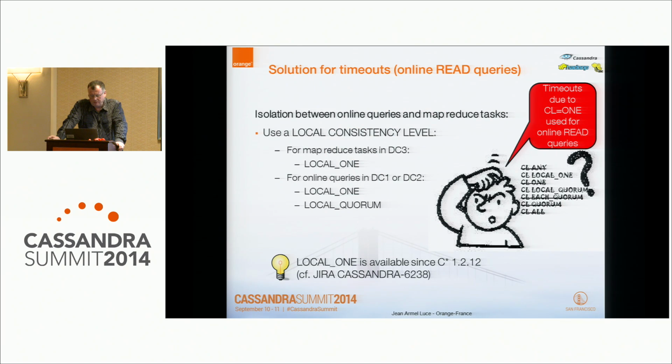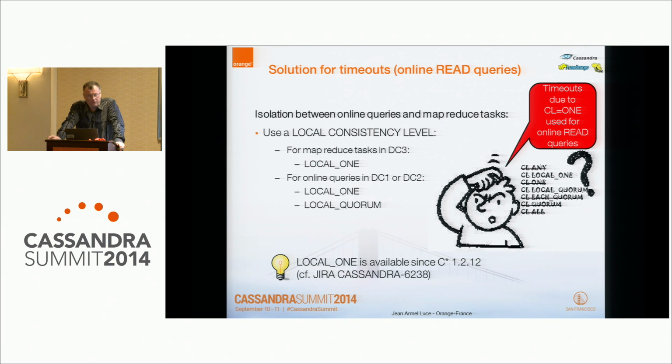So the problem is how to solve all those kinds of errors. At first, the first thing we did is to use the right consistency level. When we began to work with Hive and Hadoop, we were using Cassandra 1.2.2, and with this version the consistency level local 1 was not yet available. So we upgraded, and now we are using Cassandra 1.2.13.